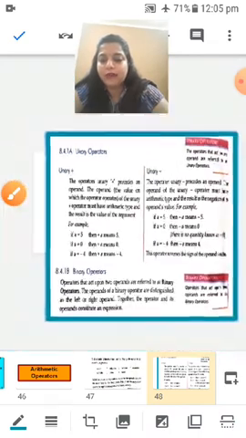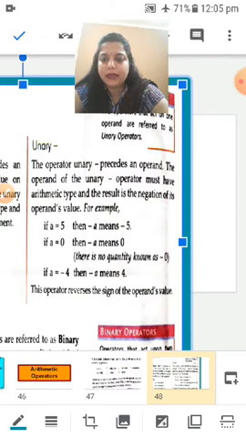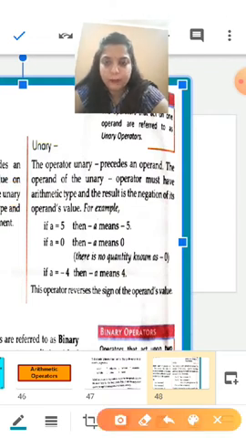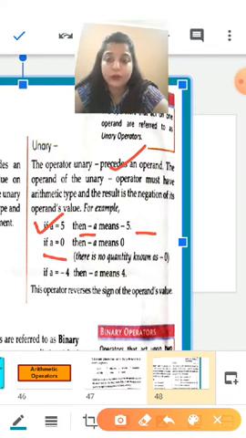Now if you are having a unary operator with a minus sign, it means a equal to 5, minus a means minus 5. Now if you are applying minus to the 0, nothing will happen here because 0 doesn't have any sign before a number. So minus 0, we are having no negative thing with the 0.